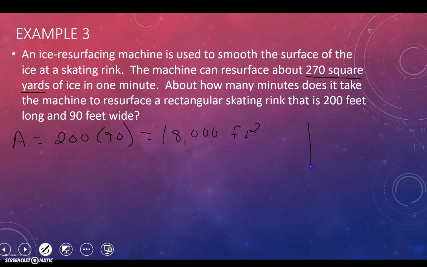So what I want you to think about is if I were to do square yard, 1 yard is equal to 3 feet. So if I want to know how much is 1 square yard in terms of feet, well, 3 feet by 3 feet is 9 feet squared. So what I can do is I can do 18,000 and divide it by 9, and I would get 2,000. That means our 18,000 feet squared represents 2,000 square yards, or yards squared.